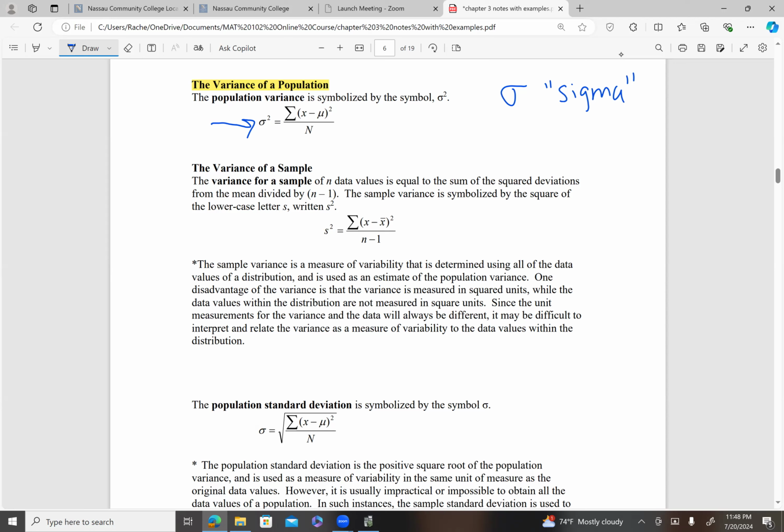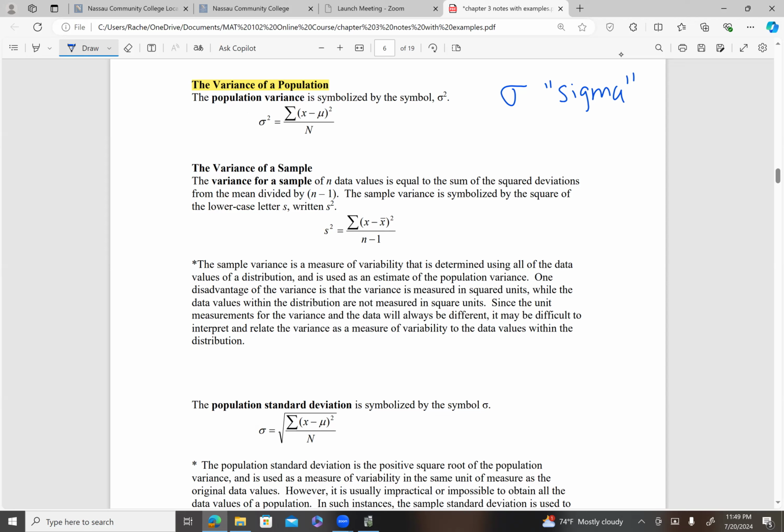So let's talk about this formula for a minute. Let's think about what we're doing here. We're taking the sum. Remember, this is our summation symbol. So we're going to sum up each difference between the data value and the mean of the population squared. We take each data value minus the mean and square it. We sum up all those squared differences for each data value, and then we divide by the size of the population, and that gives us our population variance.